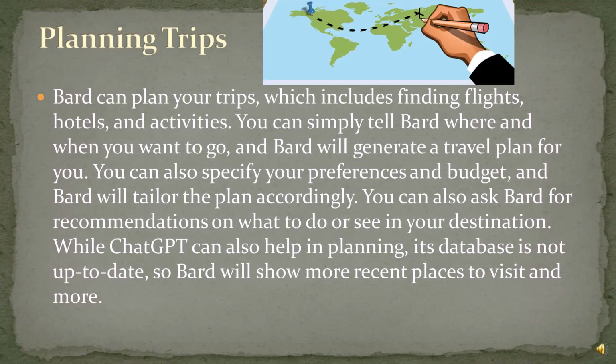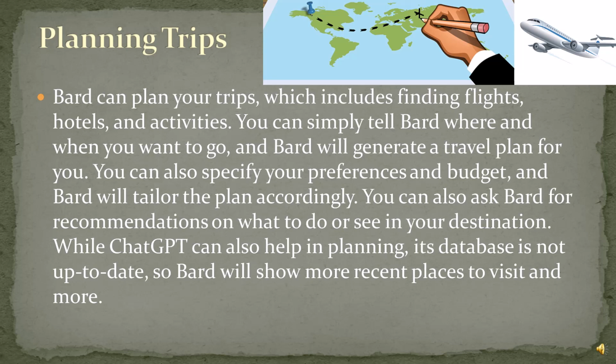And the final point is planning a trip. Google Bard can even plan your trips. Bard can plan your trips, which includes finding flights, hotels, and activities. You can simply tell Bard where and when you want to go, and Bard will generate a travel plan for you. You can also specify your preferences and budget, and Bard will tailor the plan accordingly. You can also ask Bard for recommendations on what to do or see in your destination.